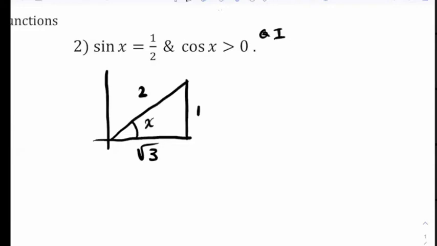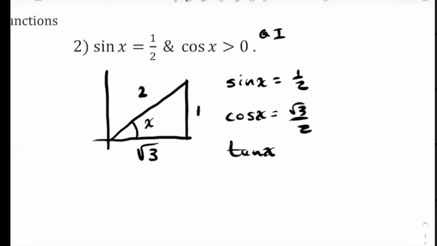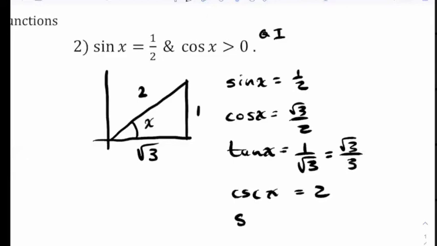So from here, we can say a couple of things. We can say sine x is equal to 1/2, which we already know. The cosine of x is equal to √3/2. The tangent of x is equal to 1/√3, which we can then rationalize to √3/3. Cosecant of x is equal to just the reciprocal of sine. Secant of x is going to be equal to 2√3/3. And the cotangent of x is equal to √3.